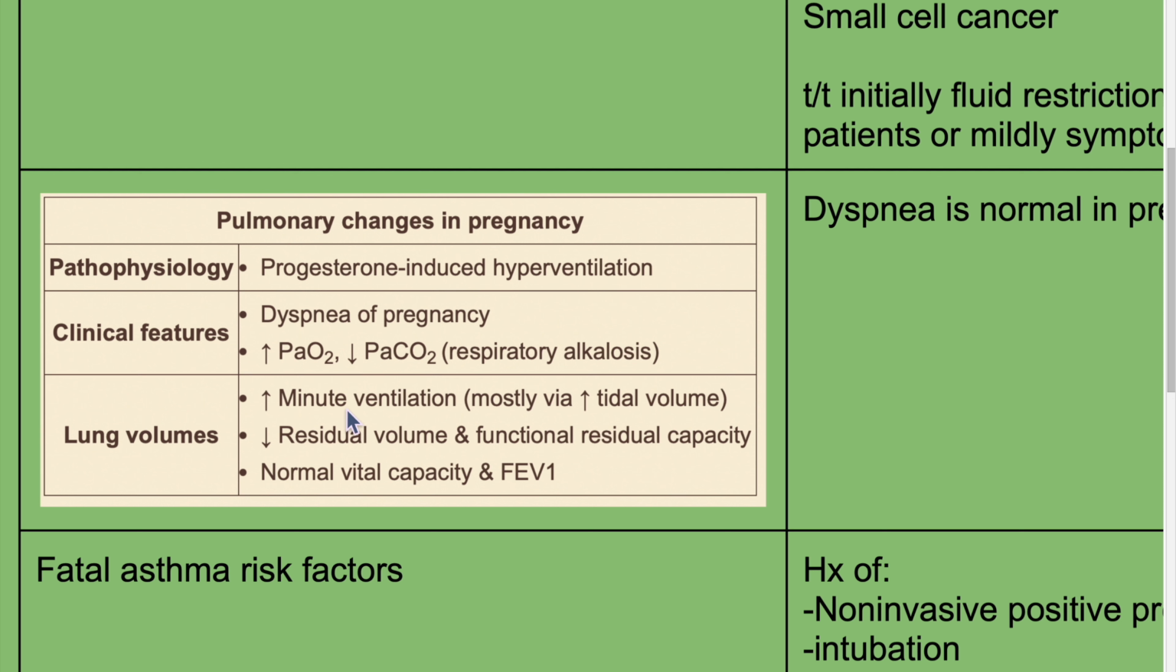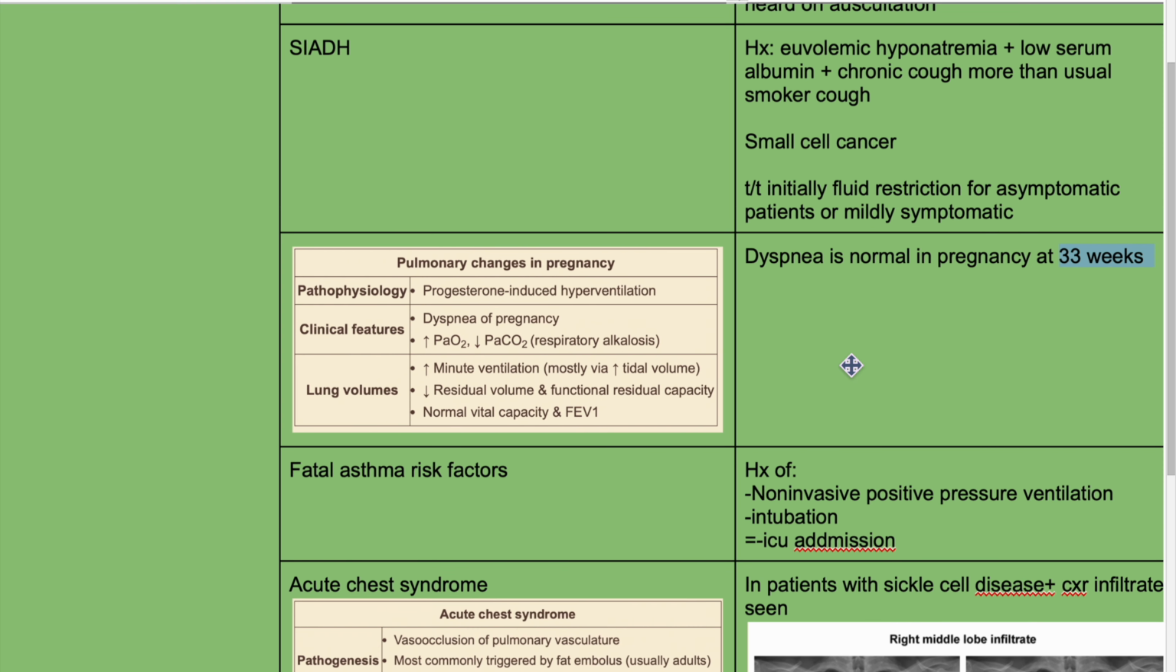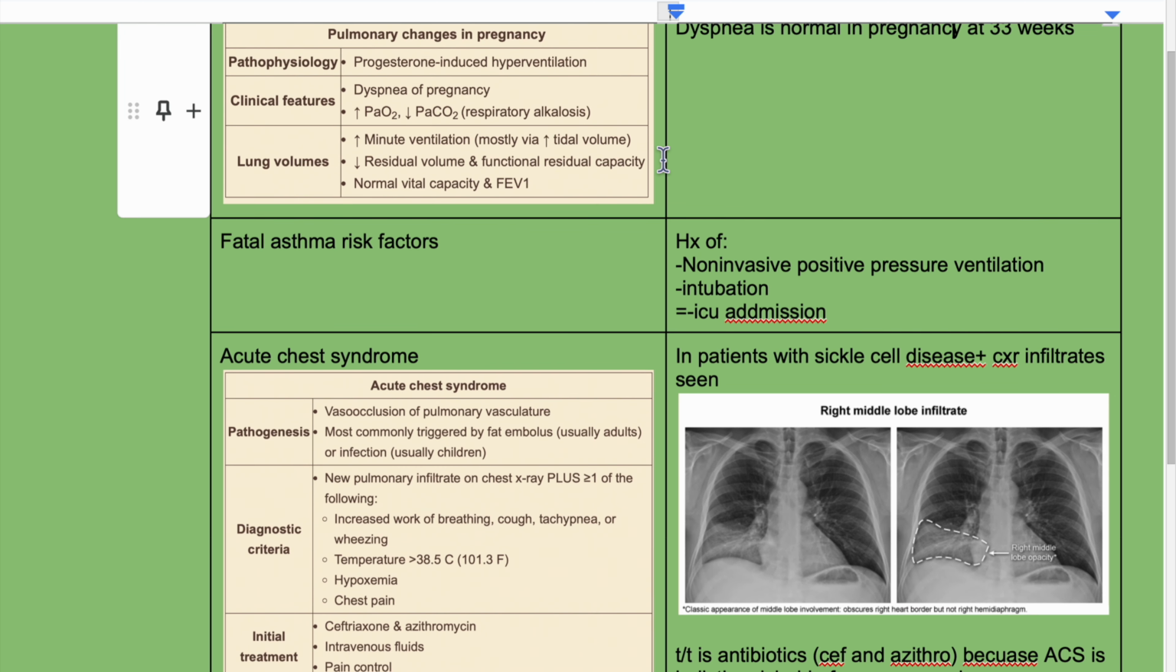So this one we already knew from step one: increase in minute ventilation, right? Decrease in residual volume and functional residual capacity, because we need all the spaces that are not being used now, as the lady is going to be breathing for both her and the fetus. Okay, try to make it make sense. Normal vital capacity and FEV1. Since the respiration is up, the volume doesn't need to be up.